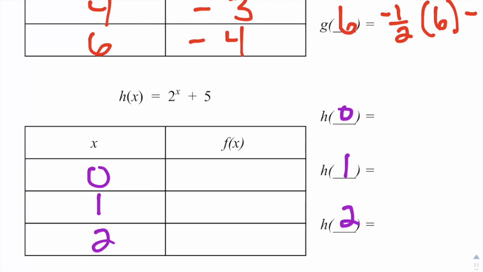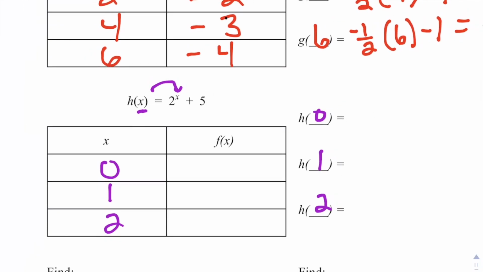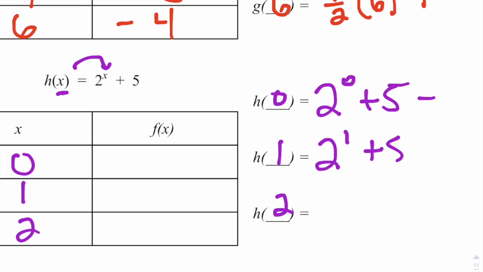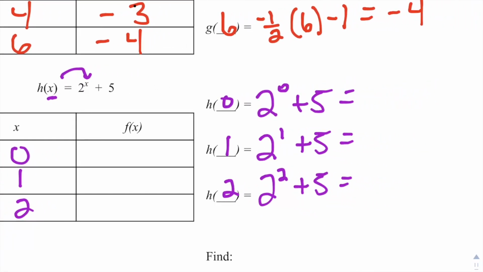But notice the x is an exponent here, which doesn't matter. We still just plug the value that we're evaluating at, 0, 1, and 2, in for where we see the x. So here we have h evaluated at 0 is simply just 2 raised to the 0 power, where the x goes, plus 5. Here we're going to have 2 raised to the first power, plus 5. Here we're going to have 2 squared plus 5. And now we just have to solve the expressions.